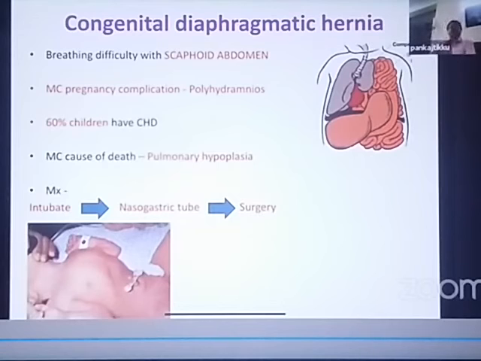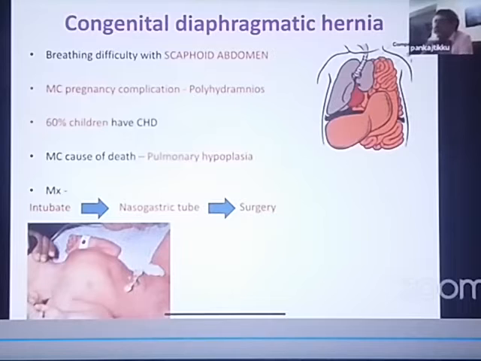The next topic that we do here is congenital diaphragmatic hernia. Now, what is a congenital diaphragmatic hernia? A congenital diaphragmatic hernia is basically a type of hernia or herniation of the abdominal contents through a defect in the diaphragm. So, abdominal contents through a defect in the diaphragm enter into the chest cavity, and once they enter into the chest cavity, they start compressing the lungs.